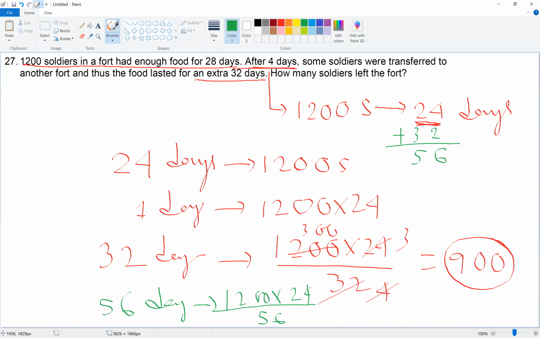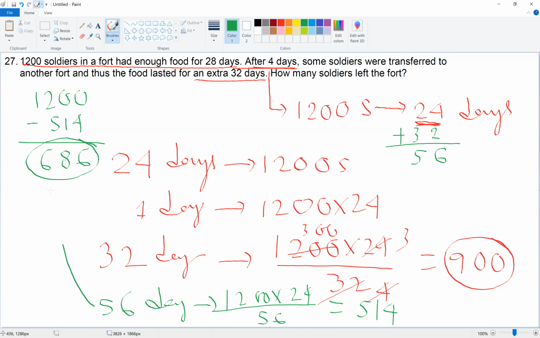But doesn't it say how many soldiers left? Yeah, we didn't calculate the last part. So let's see, what is this number? Did you calculate? Divided by 56, which is 514 approximately. So how many people left? 1200 minus 514, which is 686. This many people left, according to your calculation. But I think still the idea for this question was that it lasted 32 days after 4 days. But I see your point.